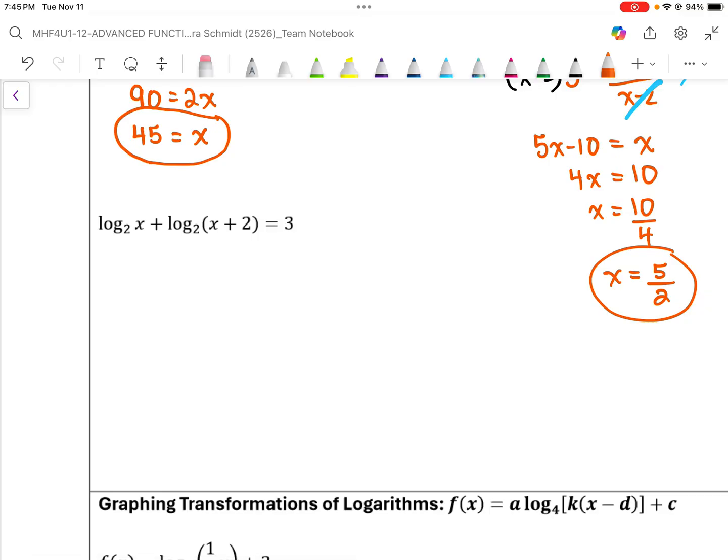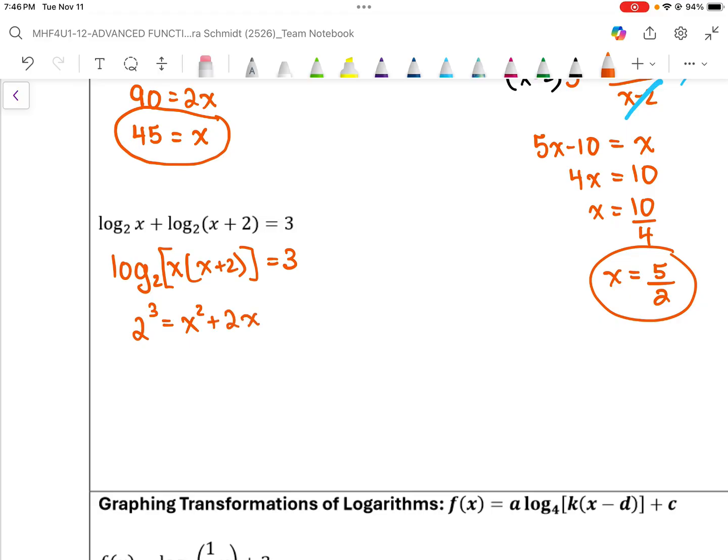And the final question here, I'm going to use laws of logs again. So log base 2 of x times x plus 2 equals 3. Now I can rewrite this in exponential form, so I just had to do a bit of work to get it like that. Now I can rewrite it as 2 to the power of 3 is equal to, I'm just going to expand this to make it x squared plus 2x.